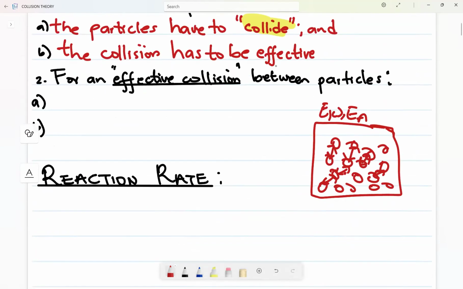Another thing that we need is the correct orientation. Now the correct orientation, I always look at it like this. If I'm having, we do not know what is reacting, right? Like that.